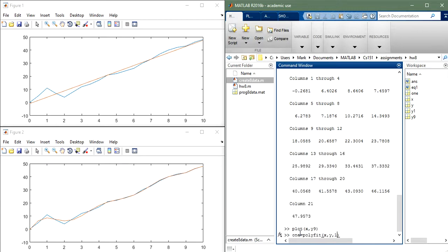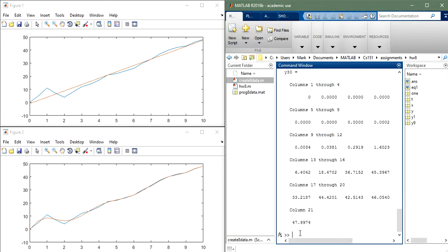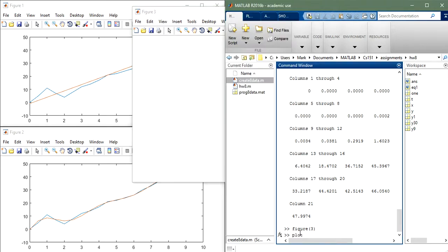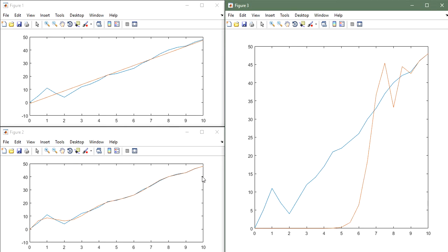Let's just see what happens if I say polyfit to the 30th. I don't know. Let's call it T. It's too much writing for me. Polyval it. So here we can say y30. And I can say figure 3. I'll say plot x comma y, hold on, plot x comma y30. Let's throw that over. Yeah, yep. Bigger isn't always better. That's what we learned from that. Lesson learned.